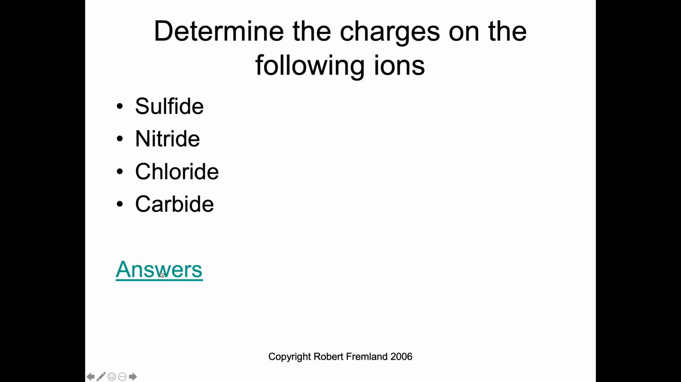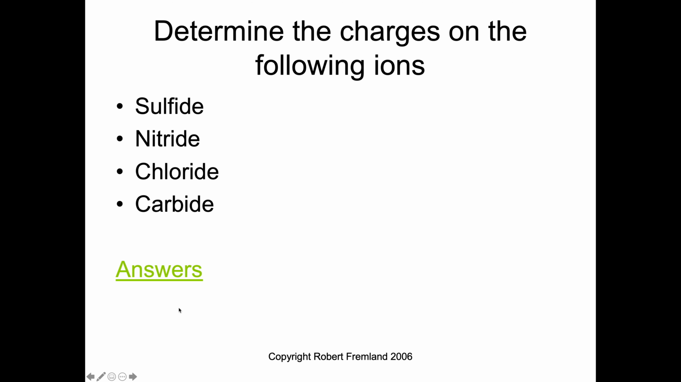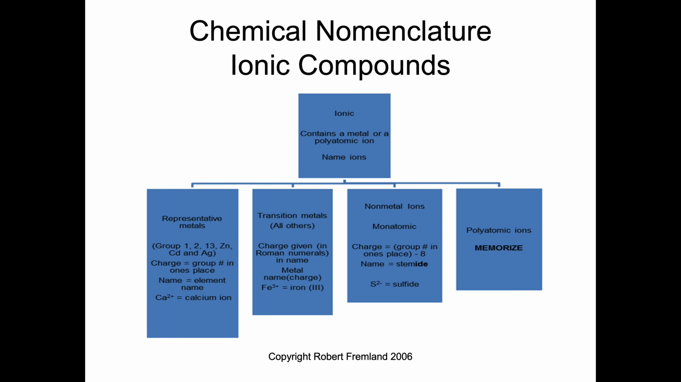And then once again, doing the same thing. Sulfide is from sulfur. It's in group 16, so it's -2. Nitride from nitrogen, right? So 5 minus 8, that's -3. Chloride from chlorine. It's in group 17, -1, and so on. I think you can see none of the steps are hard. It's just that there's a lot of steps. That's why it's imperative that you go step by step.